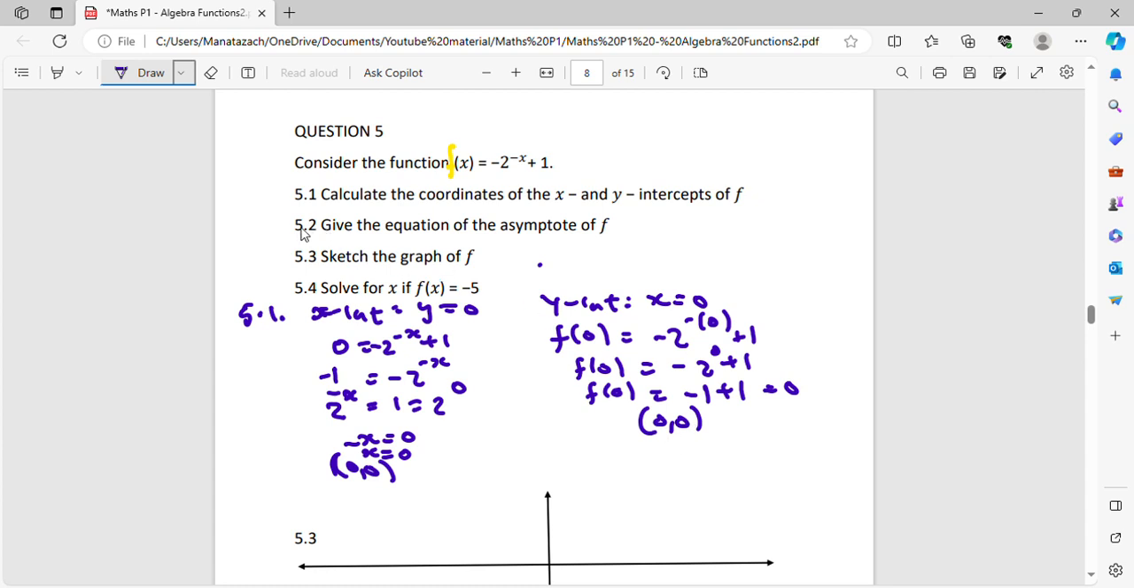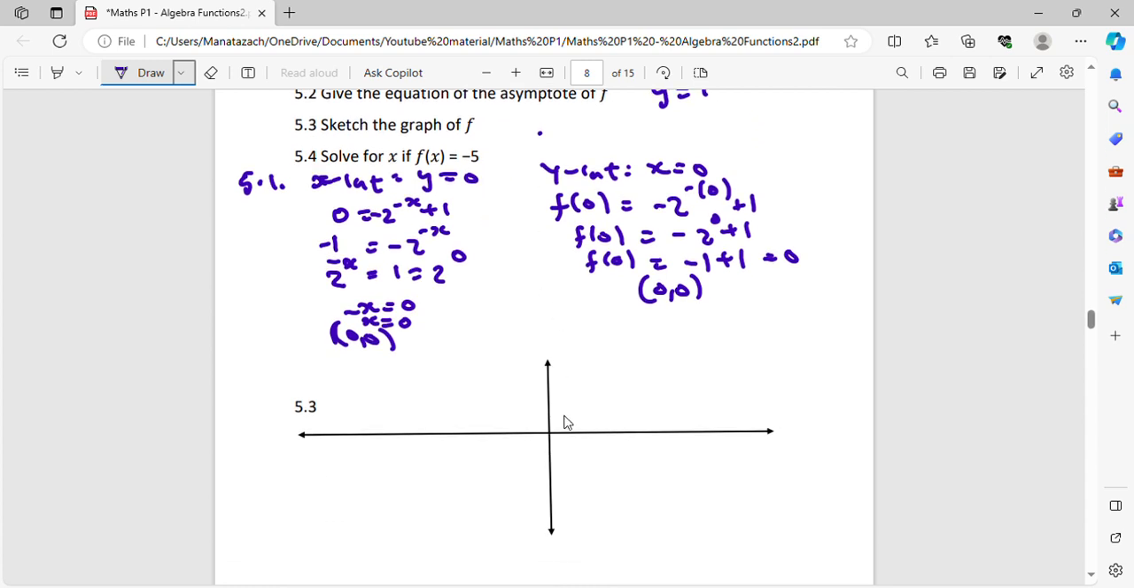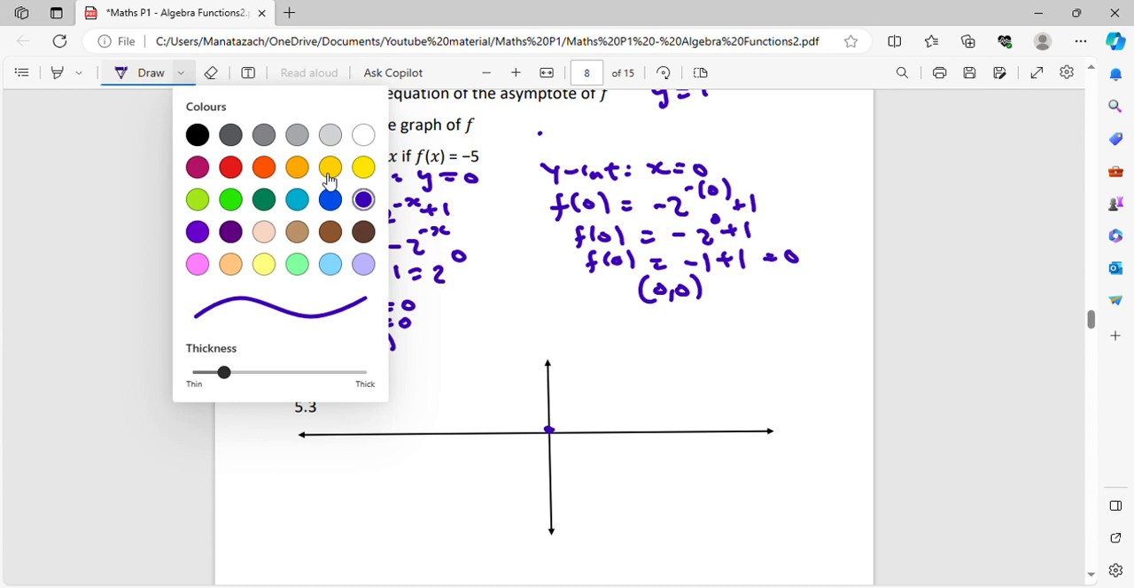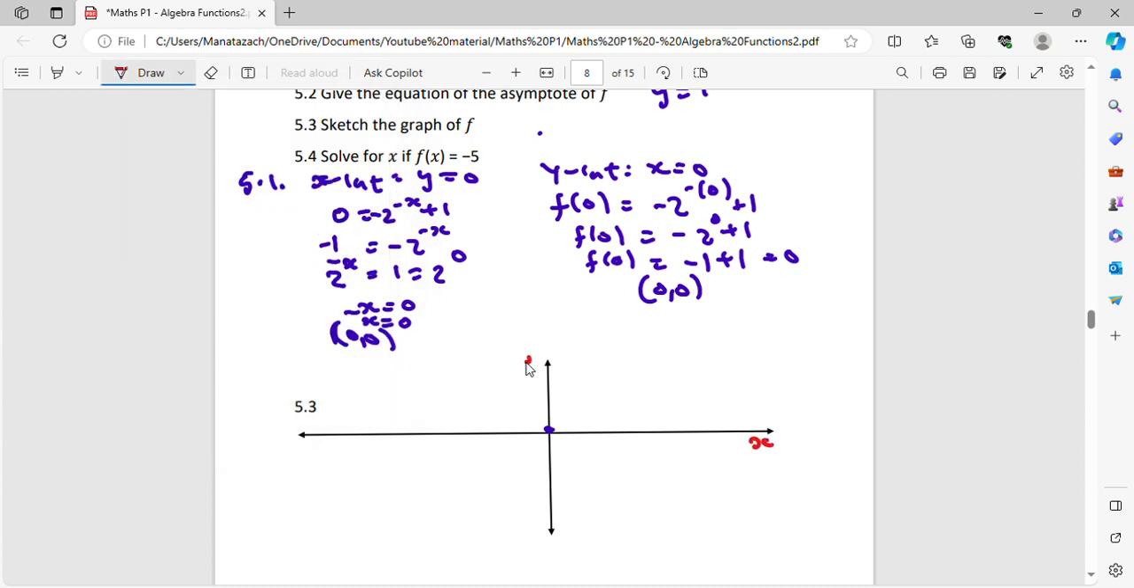Okay, 5.2, give the equation of the asymptote of f. That is the asymptote there. So we're going to say y is equal to 1 is the asymptote. 5.3, sketch the graph of f. We already have the x-intercept and the y-intercept. Let's choose a different color.